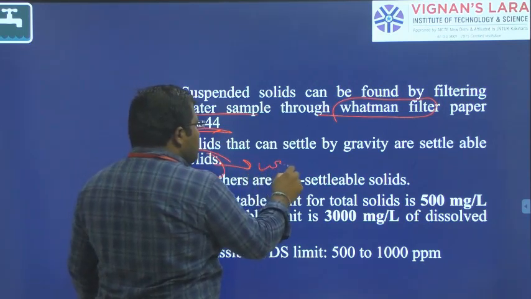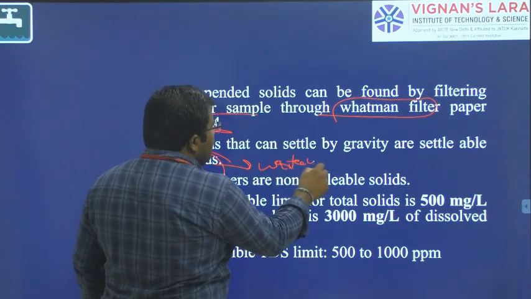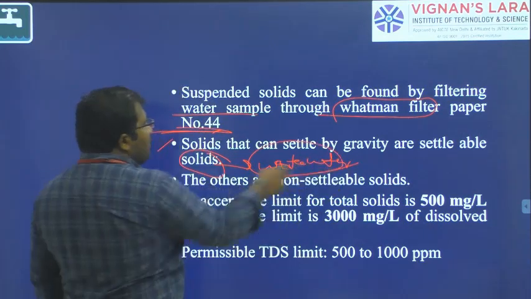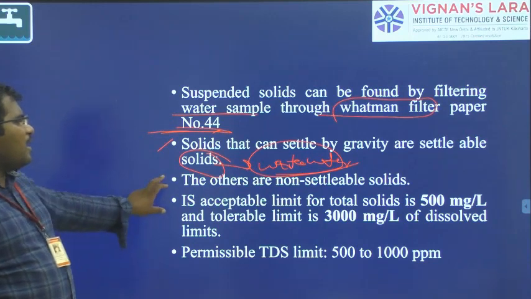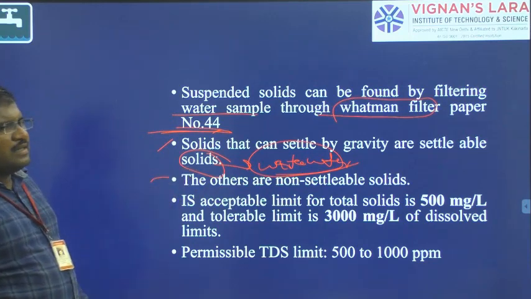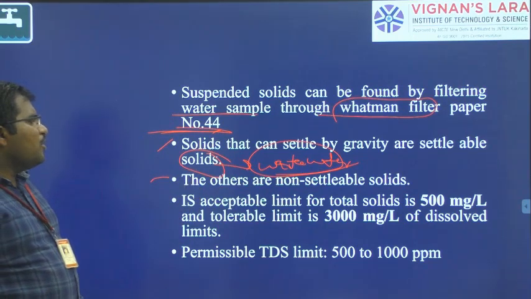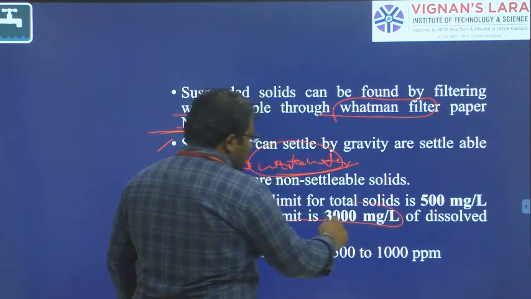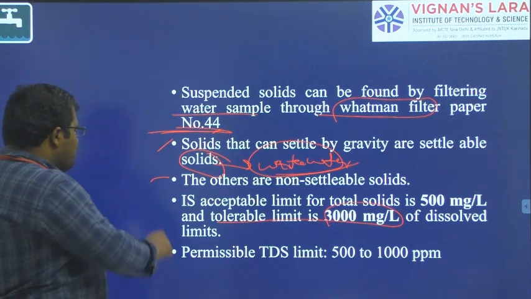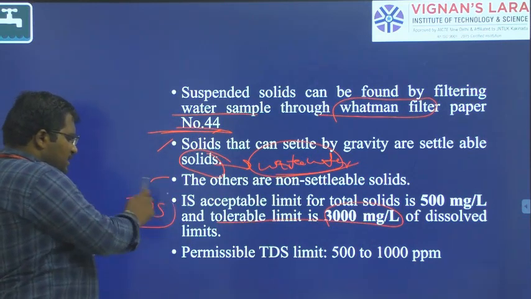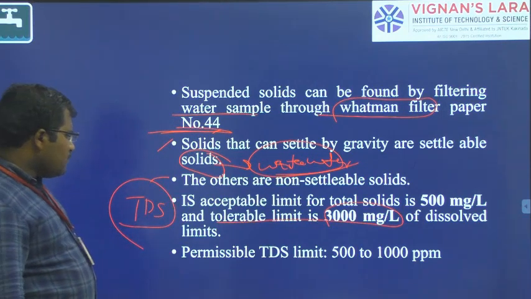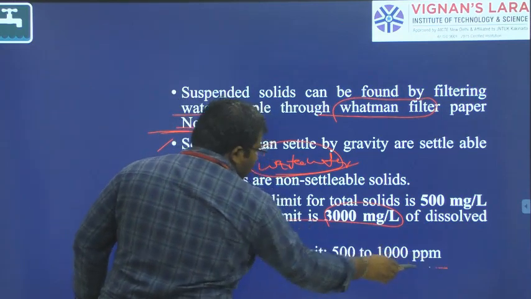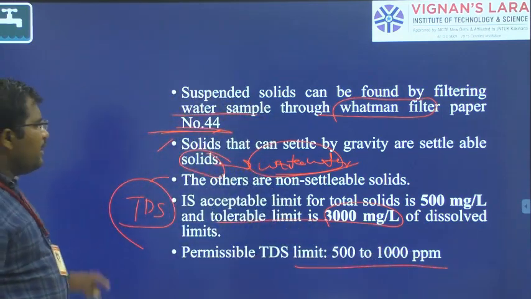This is measured in terms of wastewater only, not for drinking water. The others are non-settleable solids. IS, Indian Standards, the limit for total solids is 500 mg per liter, and the limit is 3000 mg per liter for dissolved solids, right? For TDS, that is the limit. Next, the permissible limit is 500 to 1000 ppm or mg per liter.